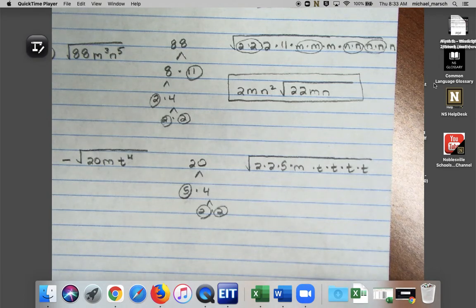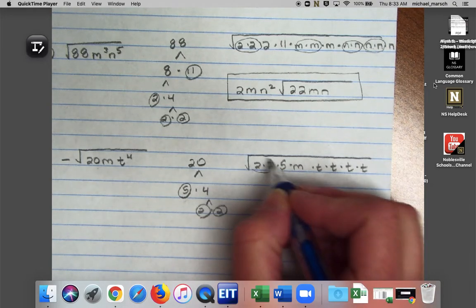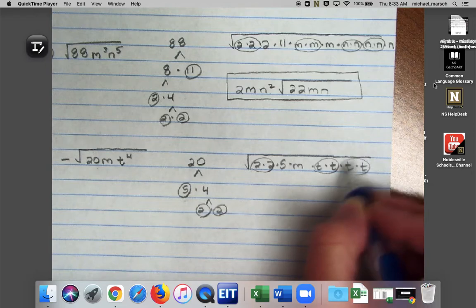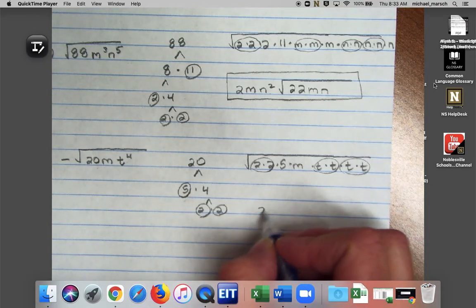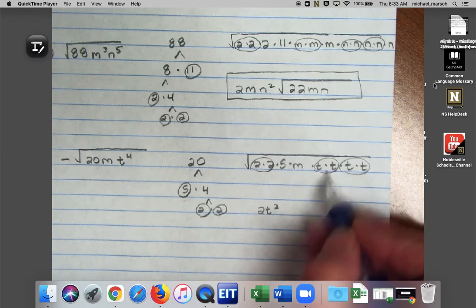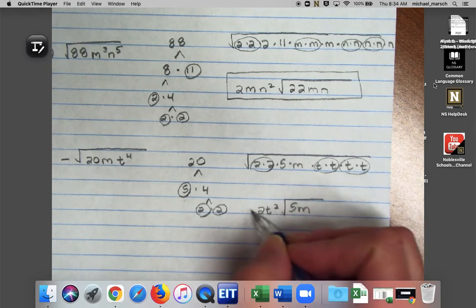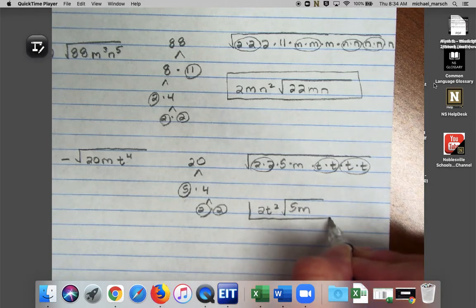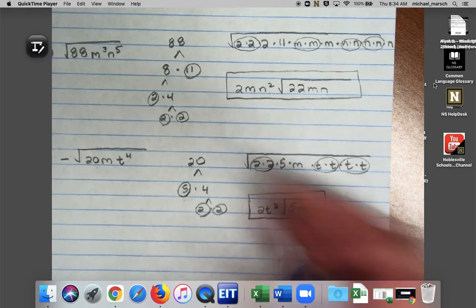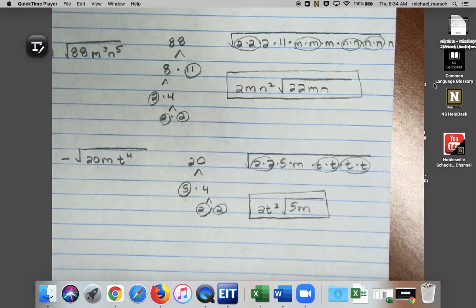I'm probably not going to give you anything extravagantly large so that you'd need extra paper. Okay, so I've got a pair of 2's and I've got 2 pairs of t's. So my answer is going to be 2t squared because the first t and the second t. And then I'm left with 5m hanging out by themselves. Okay, so we'll do one more.